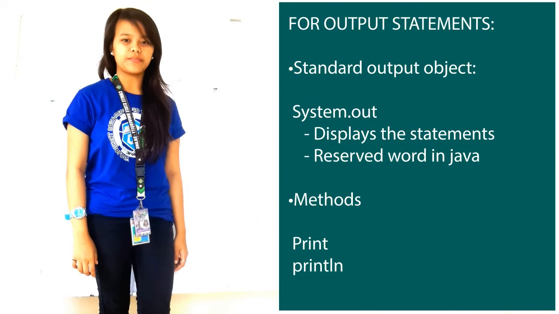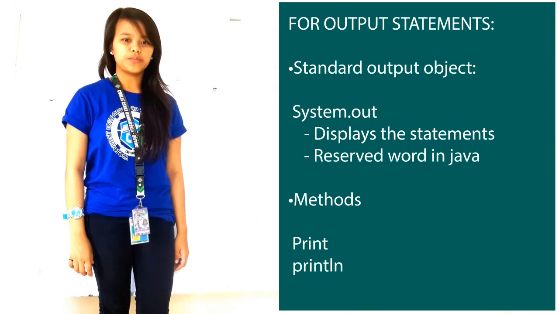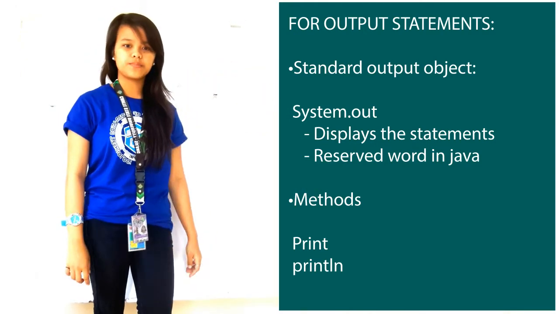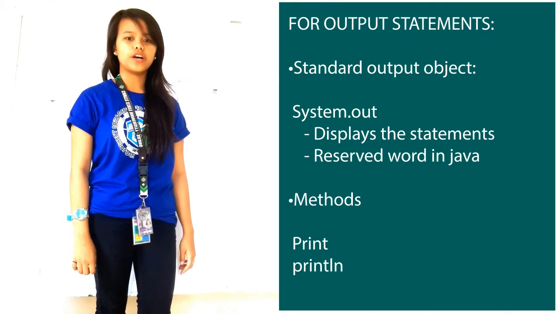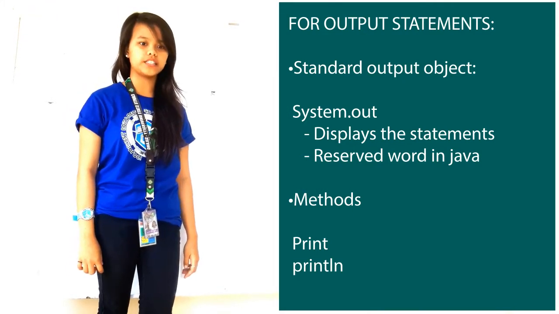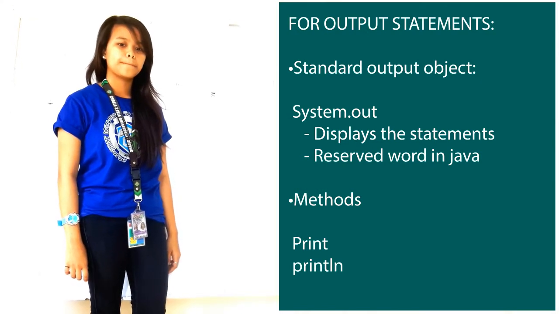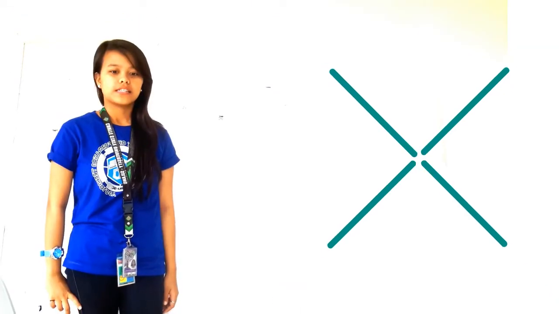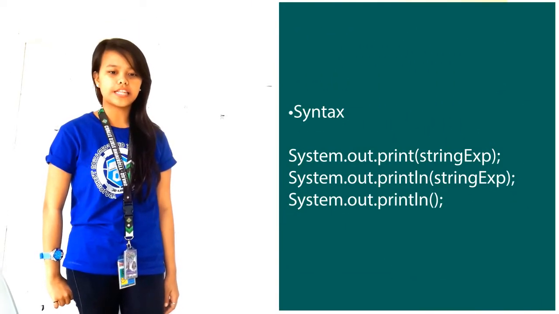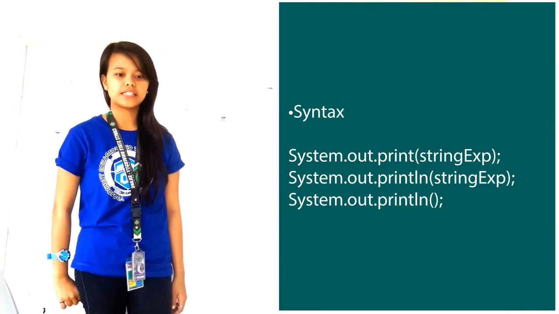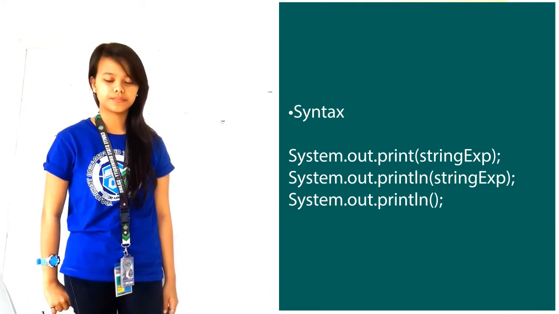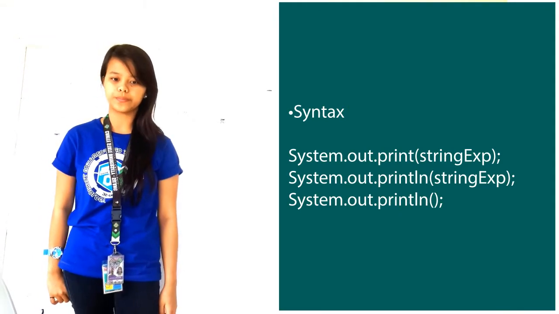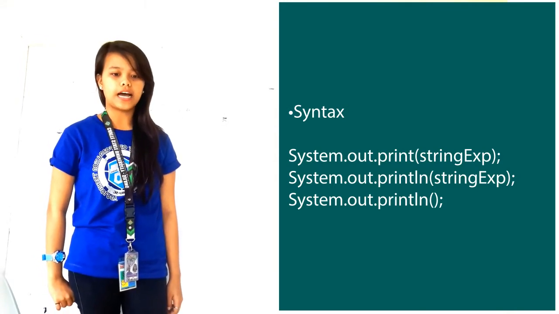While for the output statement, the standard output object System.out displays the statement. Also, it is a reserved word in Java. Methods: println and print. Syntax: System.out.println(string expression); System.out.print(string expression).